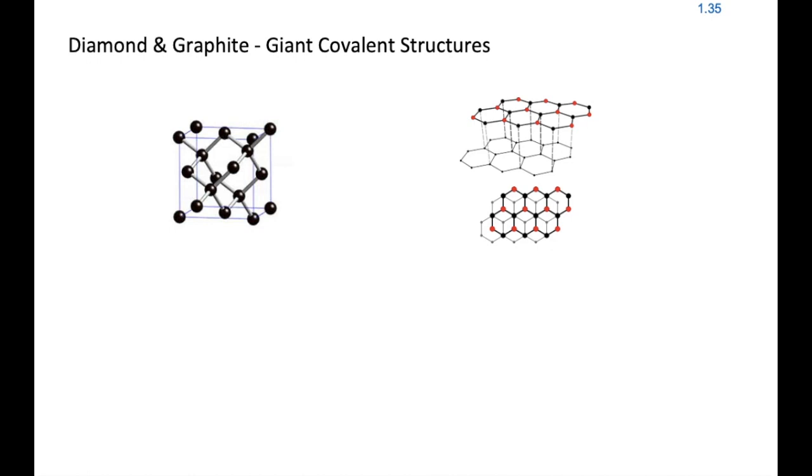They tend to have very high melting and boiling points because of the energy that's required to break these bonds. And we have two specific examples of these giant covalent structures that we will go through, where we will talk a bit more about things like electrical conductivity. And the two examples we will look at are structures made up entirely of carbon. One of them we know as diamond and the other as graphite.